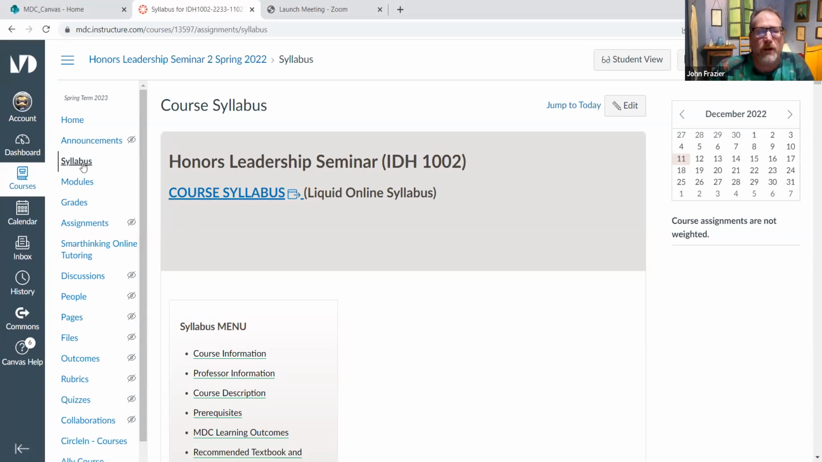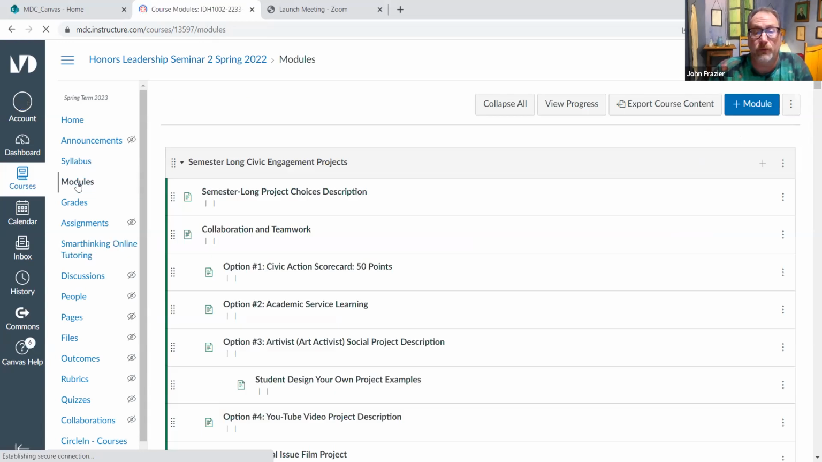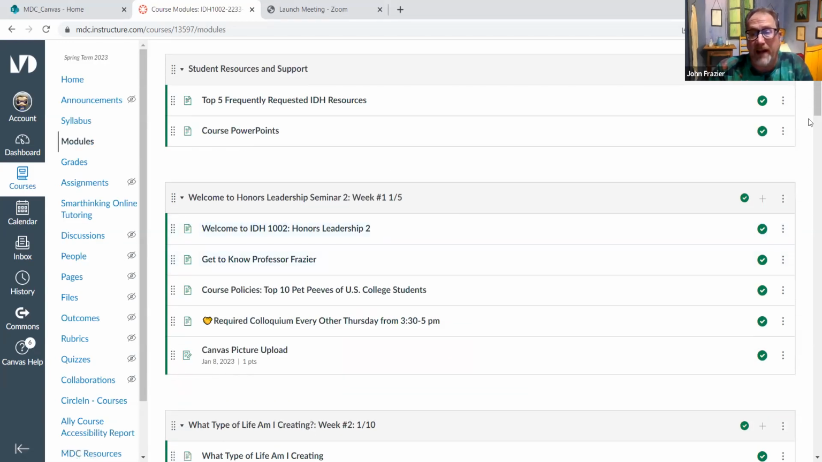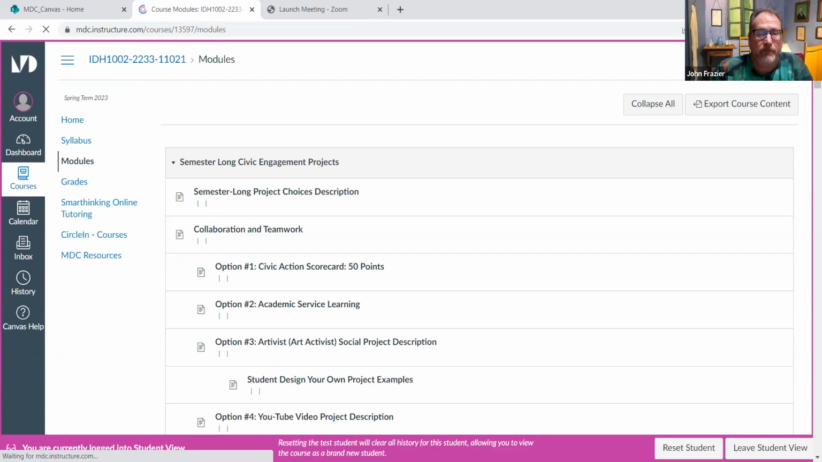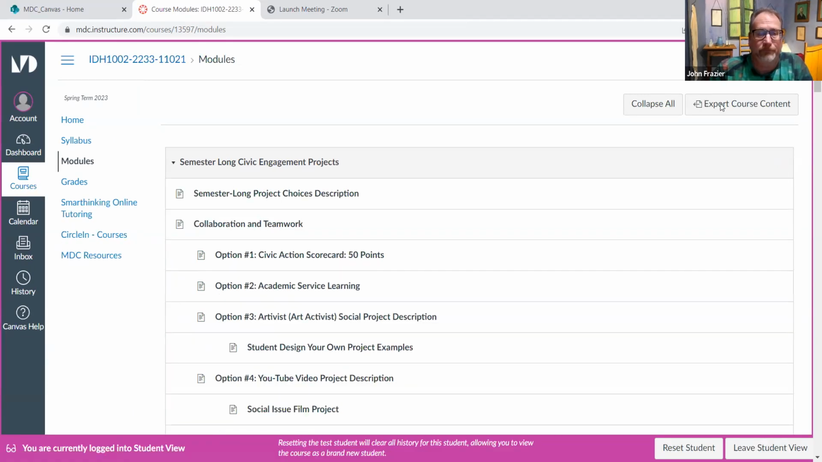Most of the time, what you're doing is going to be in the modules. Modules are all the work, the ideas that you'll actually have to do throughout the semester. And so that's what we're going to be looking at. And if we go to a student view, you can see it looks basically the same.